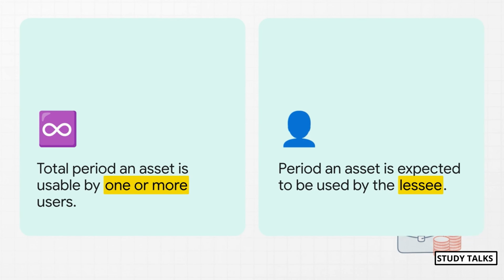Now, let's clear up a critical distinction. Economic life versus useful life. Economic life is the total lifespan of the asset, how long it could be used by anyone. Useful life, on the other hand, is just the period the lessee expects to use it. Why does this matter so much? Because when you depreciate a finance lease asset, you use the useful life. Using the economic life by mistake is a classic and very costly error.